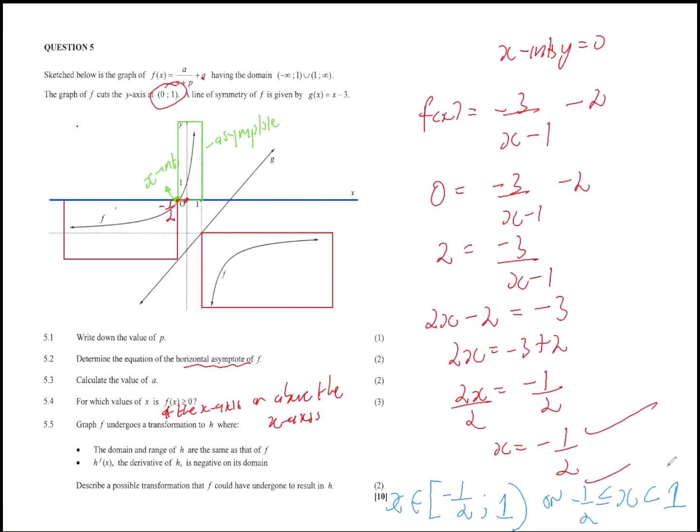So 2 marks for your solution. Right, so 3 marks like that. Nice. Okay. Right, then we have 5.5.